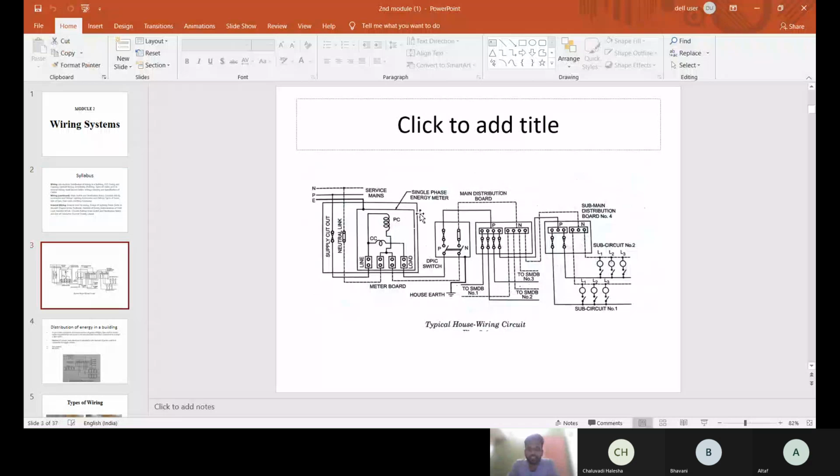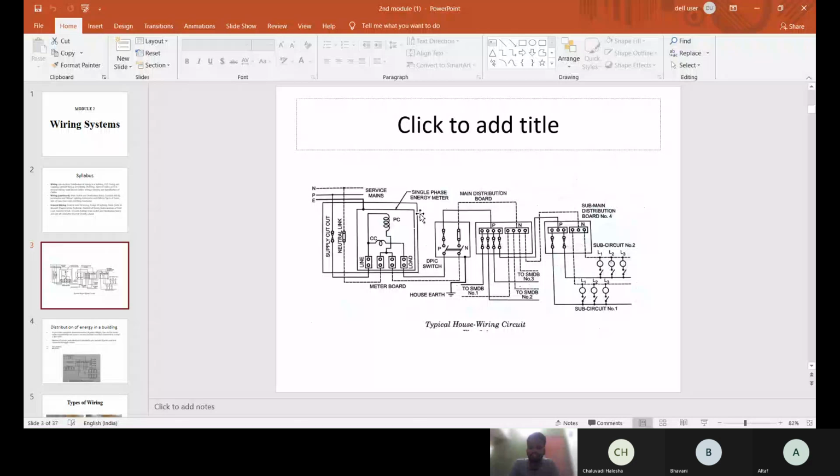This is the actual distribution wiring system, a typical housing wiring system in our home. Here a network of wires connects various accessories for distribution of electrical energy from the main supplier meter board to the different electrical energy consuming devices. That is, different electrical consuming devices means our home appliances, from the supplier meter to the different home appliances. This is the actual distribution diagram.